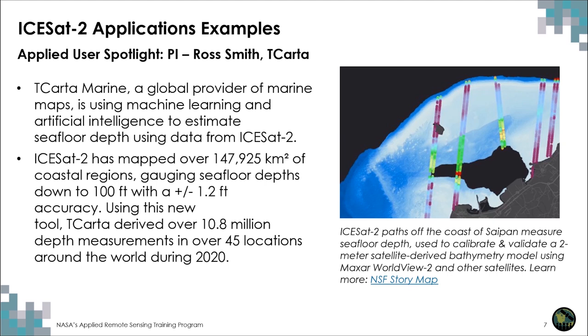With ARSET-2, Tecarta has mapped over 147,925 square kilometers of coastal regions, gauging seafloor depths down to 100 feet with a plus or minus 1.2 feet accuracy. Using this new tool, Tecarta derived over 10.8 million depth measurements in over 45 locations around the world during 2020. These new maps will help ensure the safety of ships, evaluate long and short-term changes in coastal areas, and improve the lives of humans and marine species around the world.